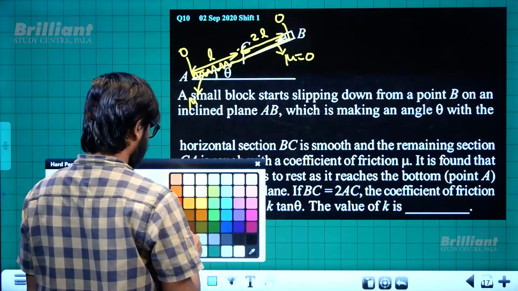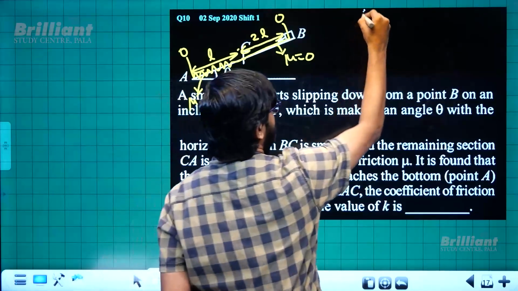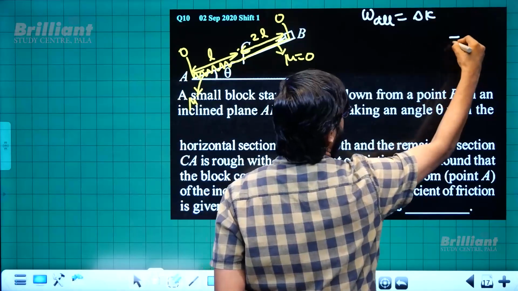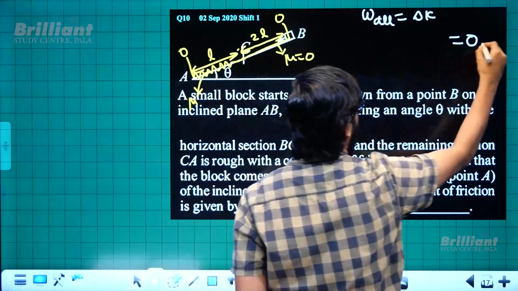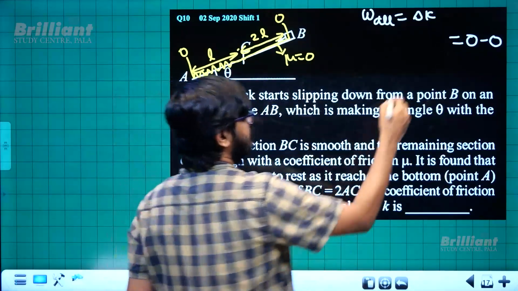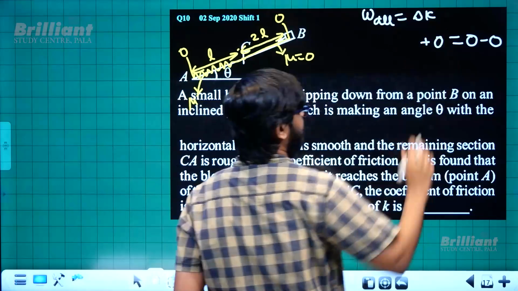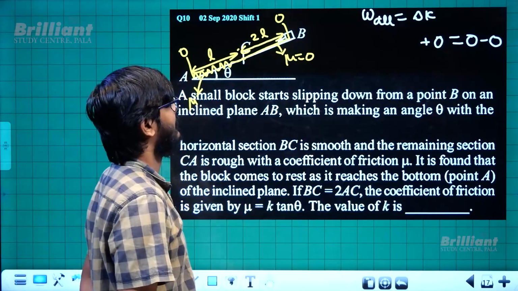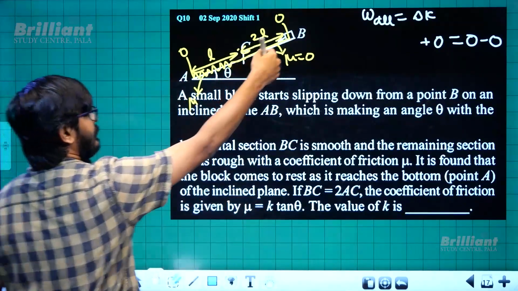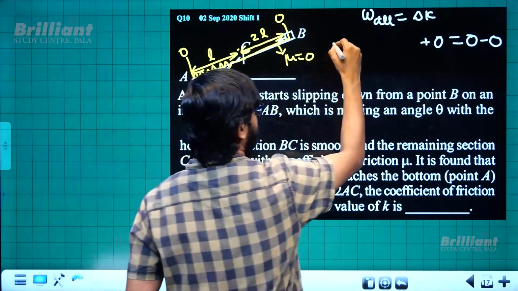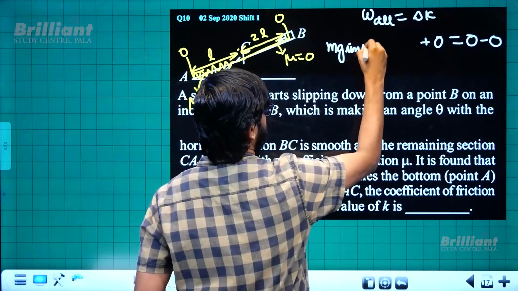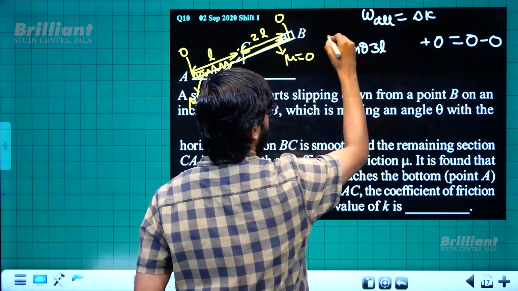So work done by all forces equals change in kinetic energy. I will go with work done by all forces equals change in kinetic energy. Final kinetic energy is 0 and initial kinetic energy is 0, right? So work done by all forces. Work done by normal is 0. And now work done by gravity. Work done by gravity is going to be how much? Mg sin theta into this distance, which is Mg sin theta into 3L.